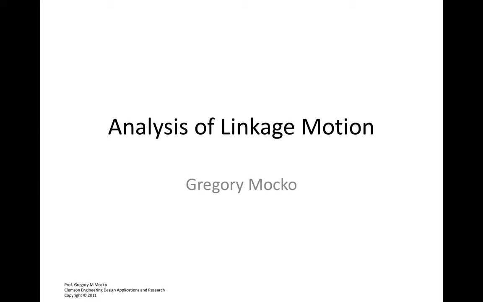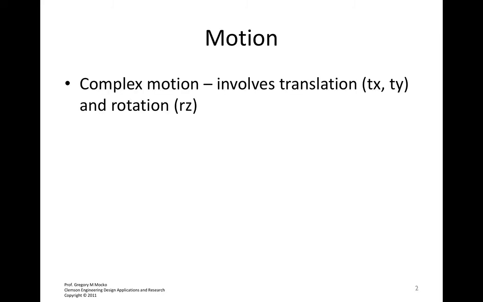And what we want to do is make sure that we can analyze these linkages so that we can do things such as cycle time. So velocity gives us the ability to do cycle time. We can look at internal forces, and we can do that through acceleration. And then we can just look to make sure that physical linkages do not interfere with other physical linkages. So with this in mind, what we're going to talk about is motion.